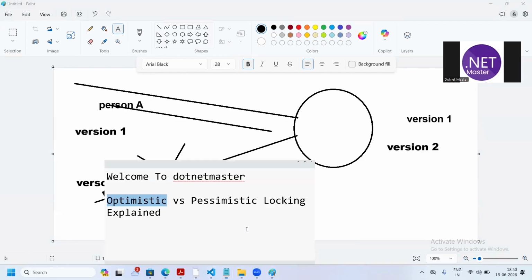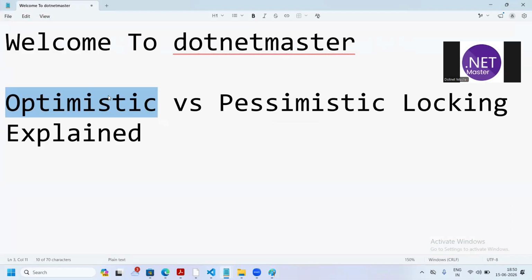This is the most important topic, guys: optimistic and pessimistic locking. I hope you understood both concepts very clearly.